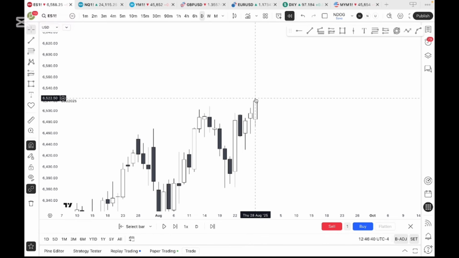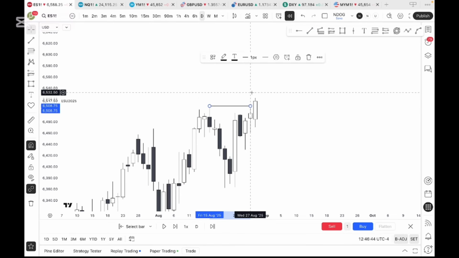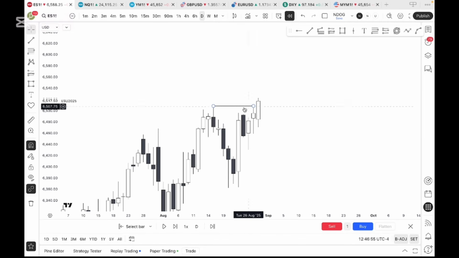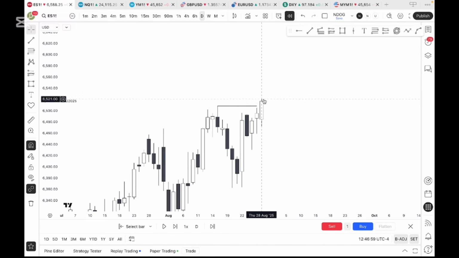As you see right here, Thursday, we took out our weekly drawn liquidity. And why do I expect a reversal now? Firstly, we have expanded a lot this week, and we have taken out the weekly drawn liquidity, so I expect this to cap off the weekly expansion.